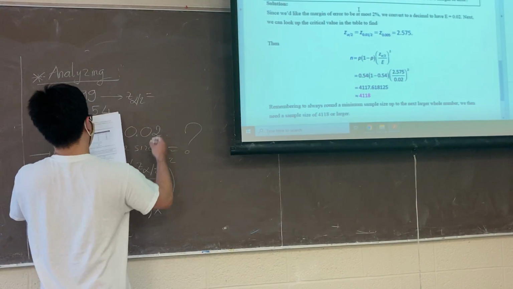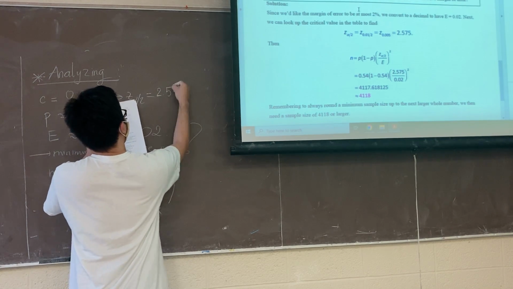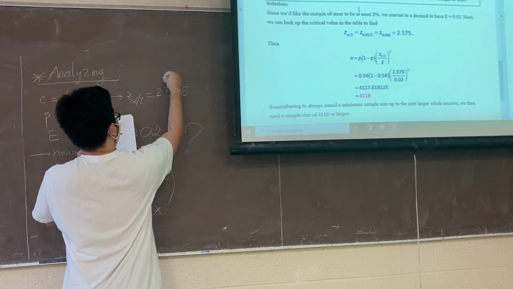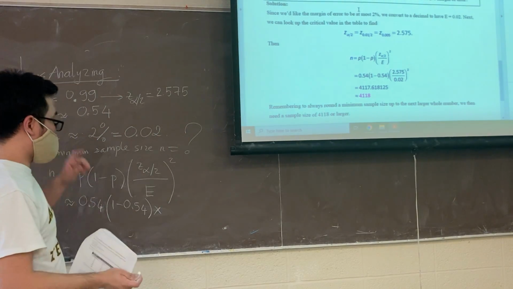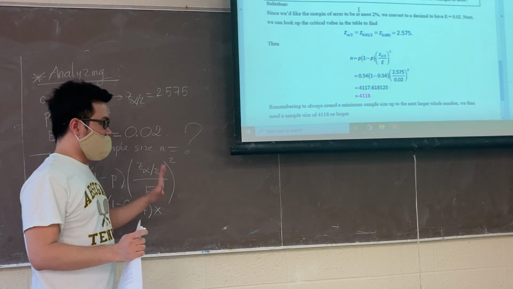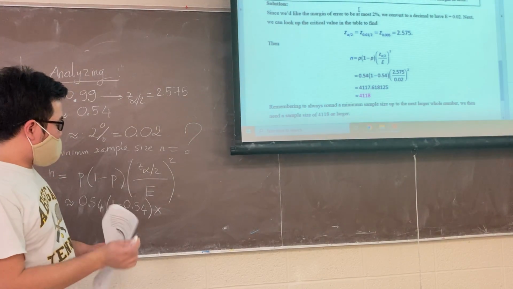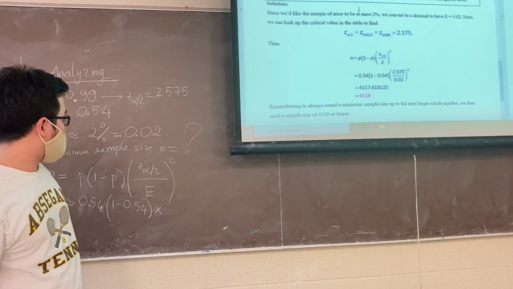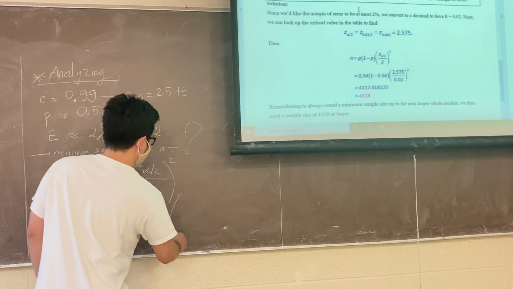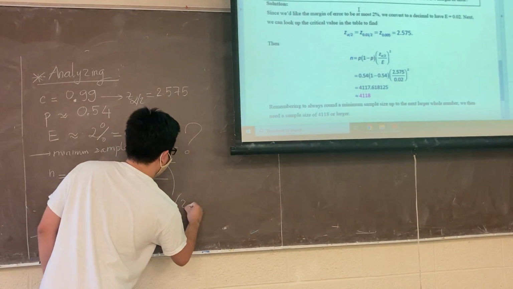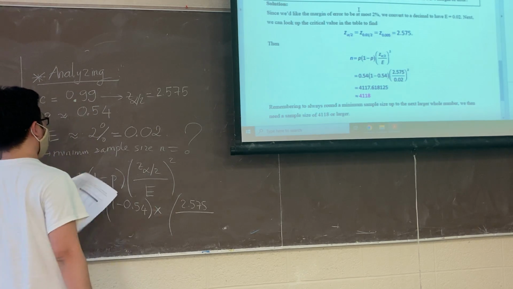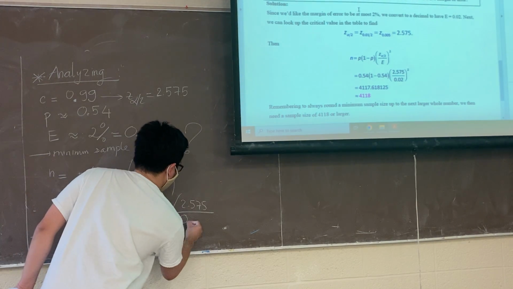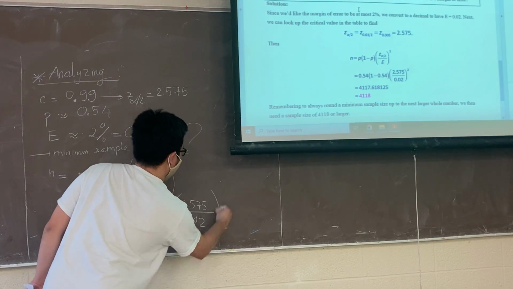The critical value here is 2.575. So don't round it. Don't round it to 2.6. If you round it, you may get a result that is not exact, not correct. So we put here 2.575 over E, where E here is 0.2 squared.